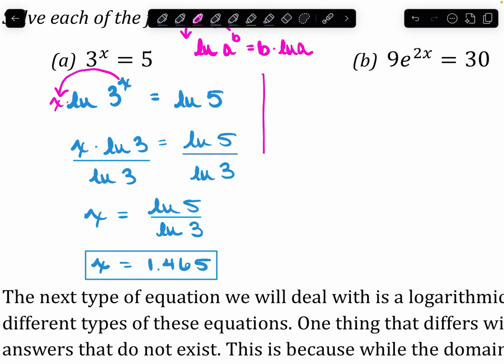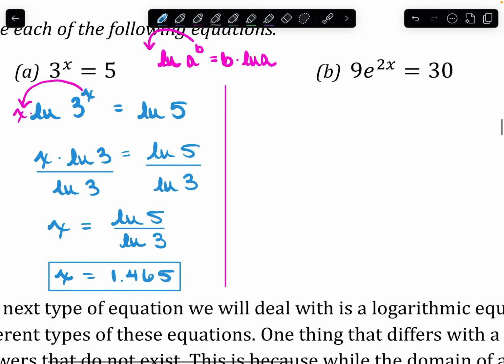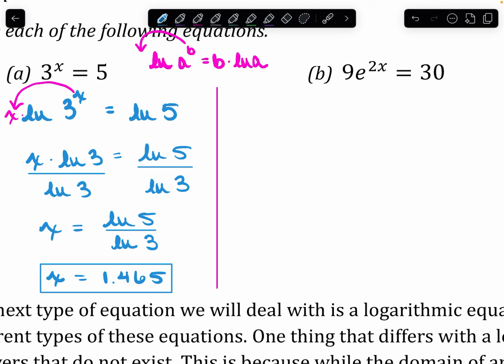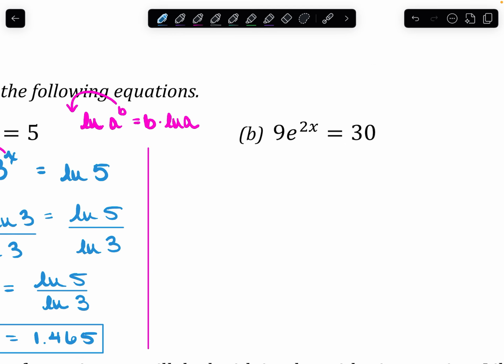All right, second one. This time we are given 9 times e raised to the 2x equals 30. If I look at this, I have a lot of numbers going on. e can't be written in terms of any other number besides itself, e.